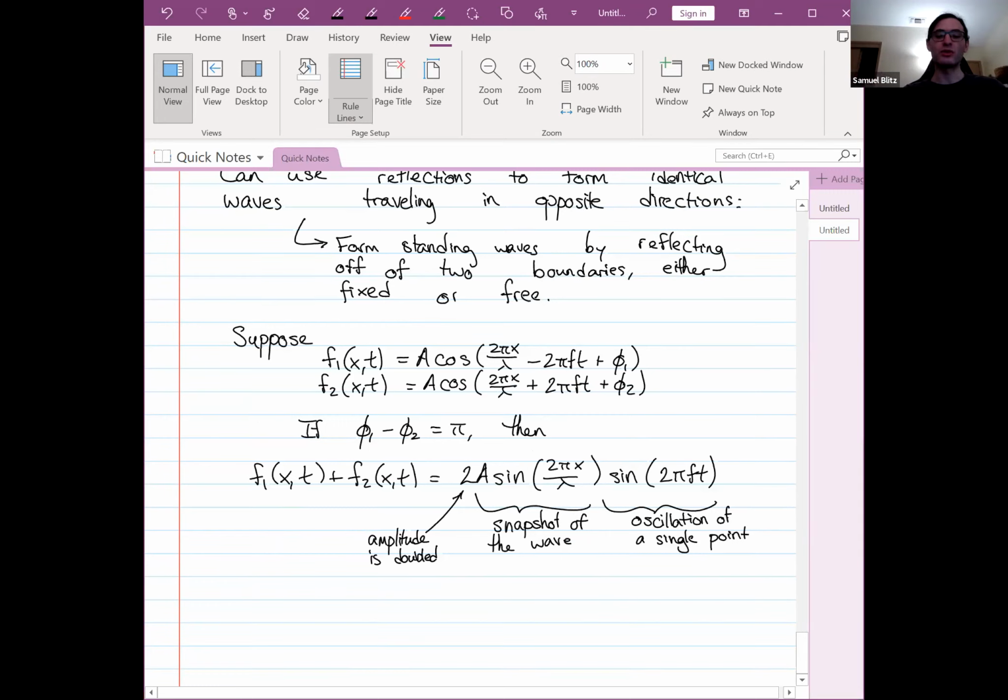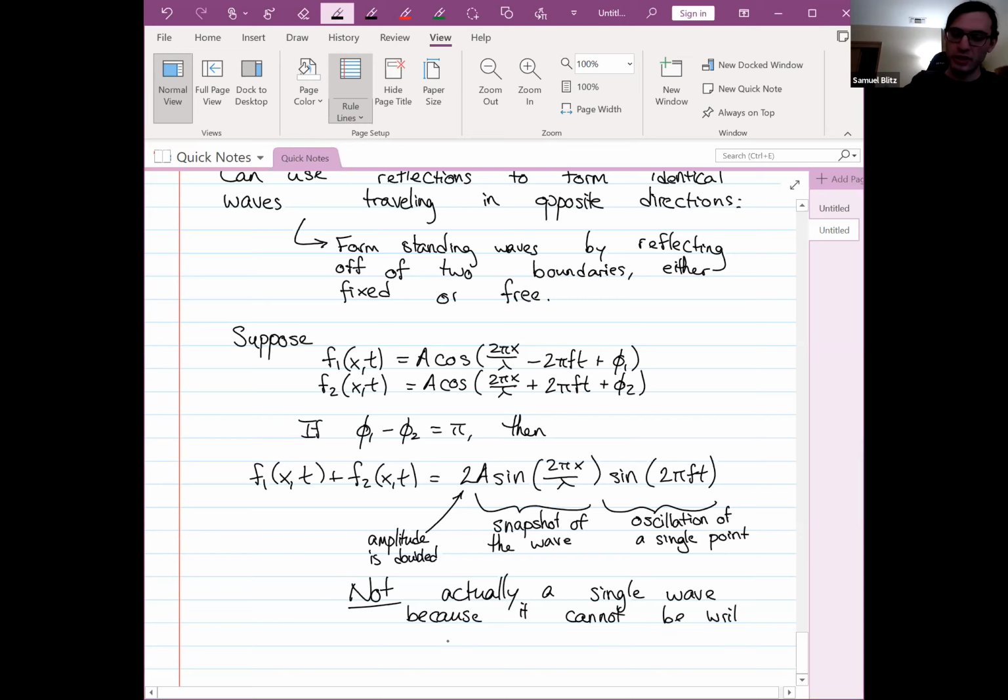But what we can do is we can treat, well, let me write that. This is not actually a single wave. It cannot be written as f of x minus plus vt. So standing waves are both constructive interference and also destructive interference. Now let's think about why.